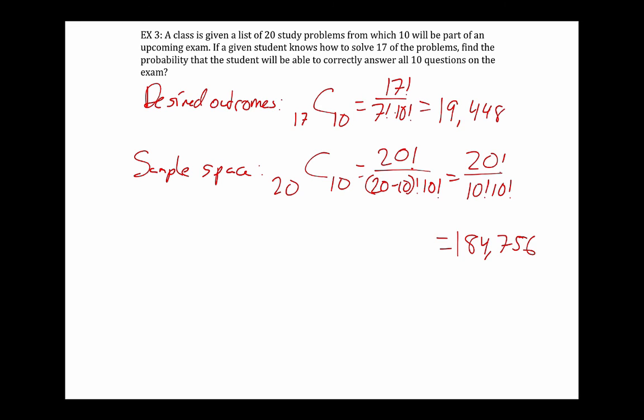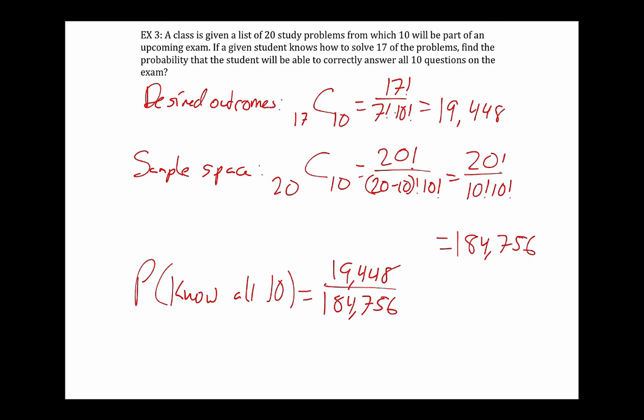So there are a lot of different outcomes that are positive for the student. If they know 17 of the problems, there are a lot of chances, but there are also a lot of total options. So the probability that they know all 10 will be 19,448 out of the 184,756 total different versions of the test they can make. Now, this actually reduces really nicely. I wouldn't expect you to identify this off the top of your head, but it ends up reducing to 2 out of 19. They have a 2 out of 19 chance that they're going to know all 10 of the questions.